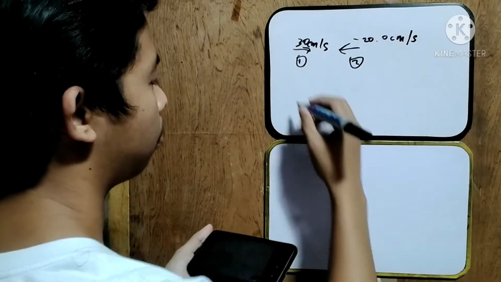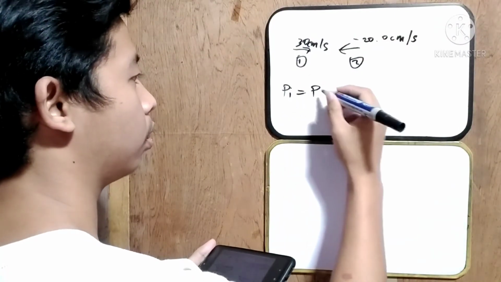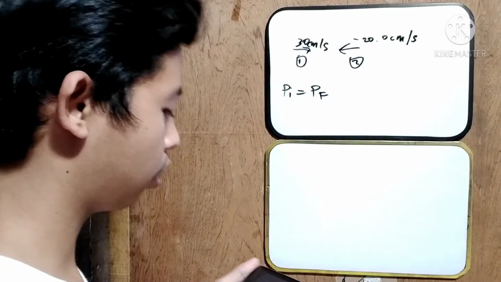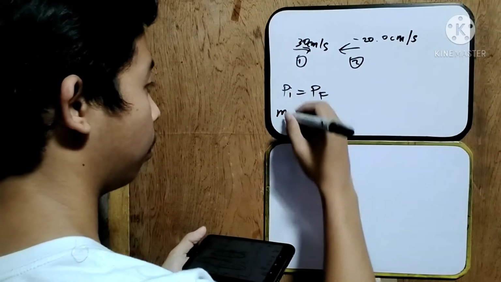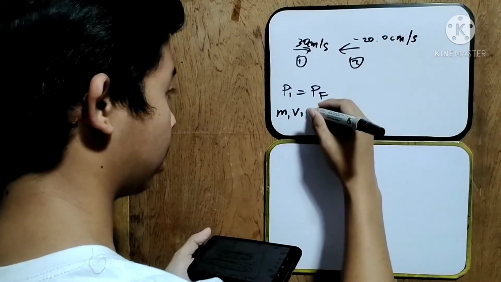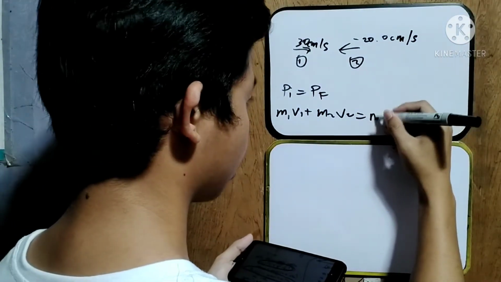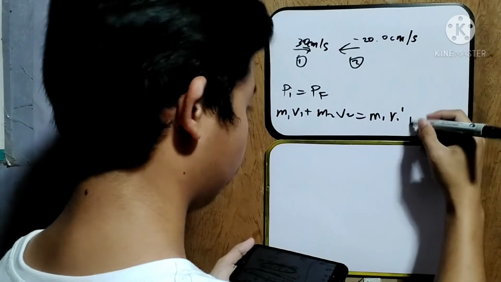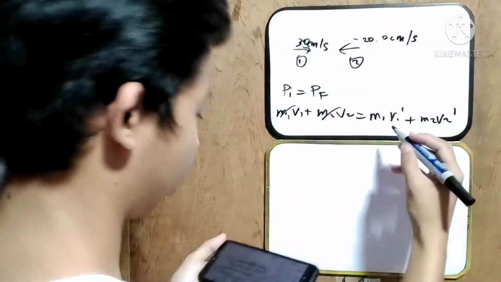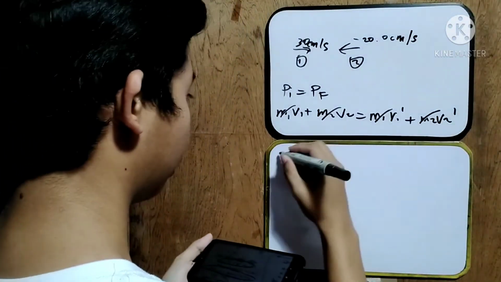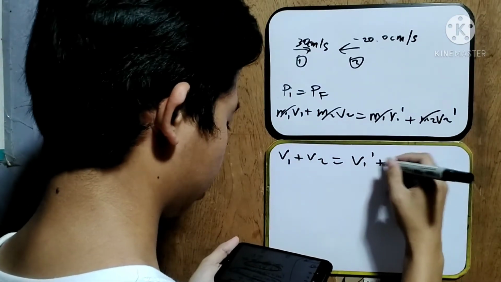So, sa equation na natin, paano natin makuha equation 1? Gagamitin natin ng initial momentum is equal to final momentum. So, initial momentum, pwede natin gawing mass 1, velocity 1 plus mass 2, velocity 2 is equal to final mass 1, velocity 1 prime plus mass 2, velocity 2 prime. So, makakancel na yung mga mass natin. So, yung matitira na lang ay velocity 1 plus velocity 2 is equal to velocity 1 prime plus velocity 2 prime.